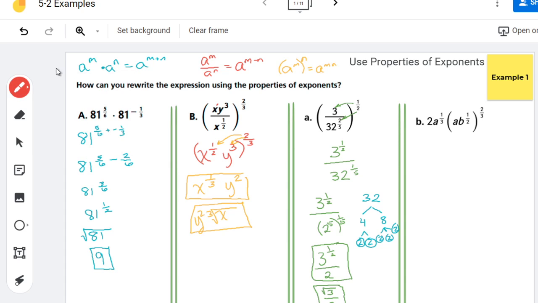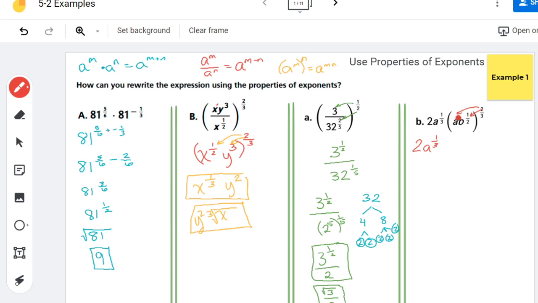Alrighty, so here's our last one for example 1. So the first thing that we want to do is deal with our parentheses, right? PEMDAS says parentheses and exponents first. So the 2a to the 1/3 is just going to chill over here. And I'm going to distribute the 2/3 across this multiplication, okay, using the power of a power rule.